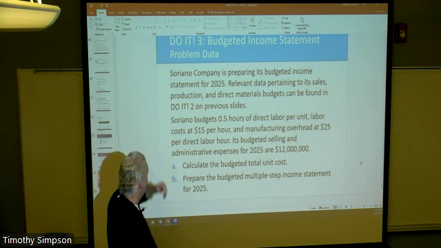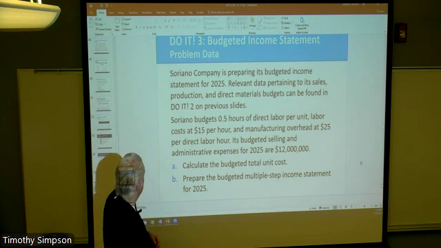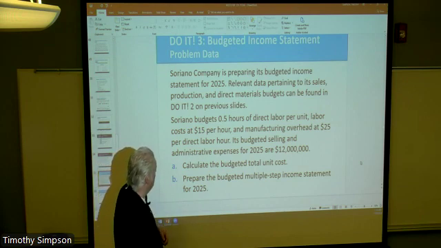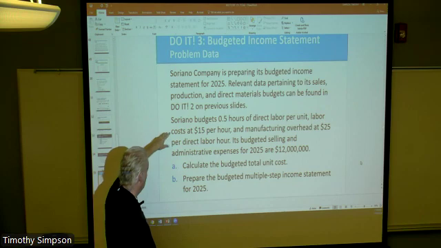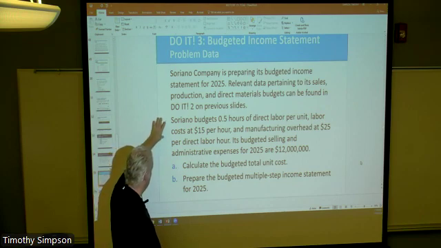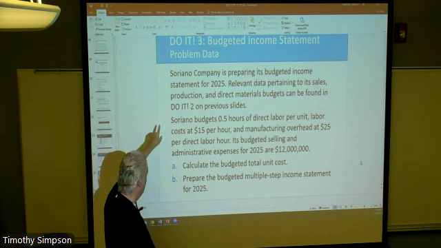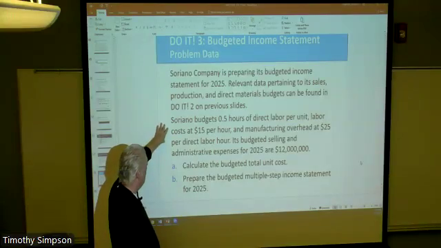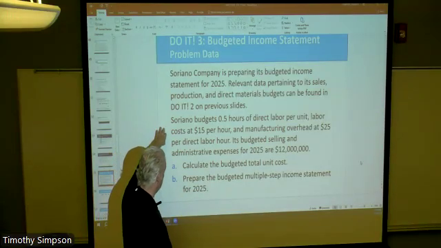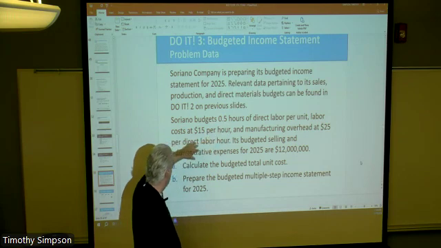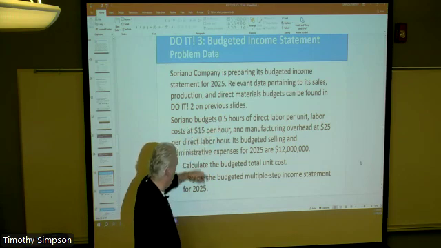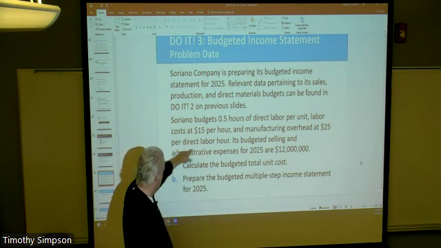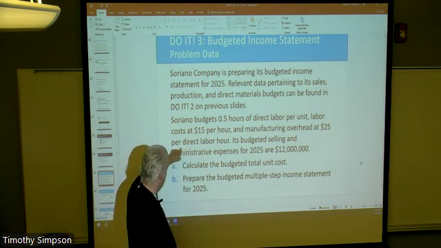So back to this example. Soriano Company is doing its budget income statement for 2025. Relevant data pertaining to sales, production, and direct materials are back in the previous section. We can flip back to that, but I don't want to jump too far back, because I want to focus on this idea of capturing these unit costs. Half an hour for direct labor per unit. Labor cost of $15 per hour. So in other words, 1/2 hour times 15. Overhead at 25 per unit, or 25 per direct labor hour.